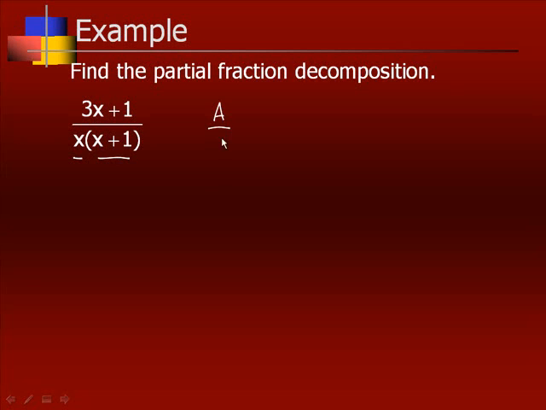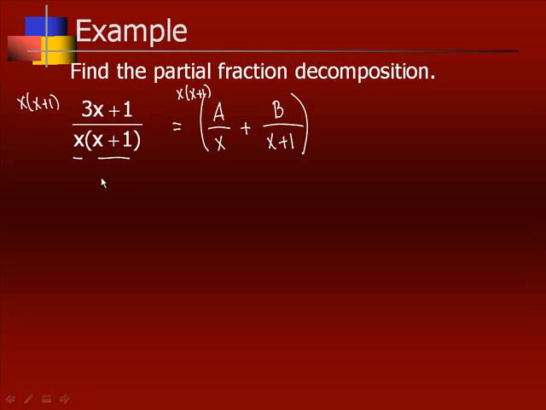So we're going to say A over x plus B over x plus 1. You notice we list each factor. And then what we're going to do is multiply both sides of the equation by the LCD, which is x times x plus 1. Then we're going to do this side by x times x plus 1.